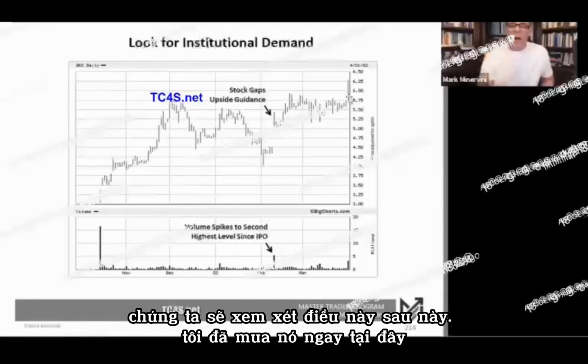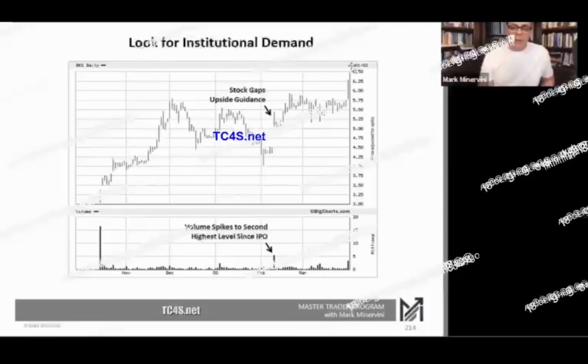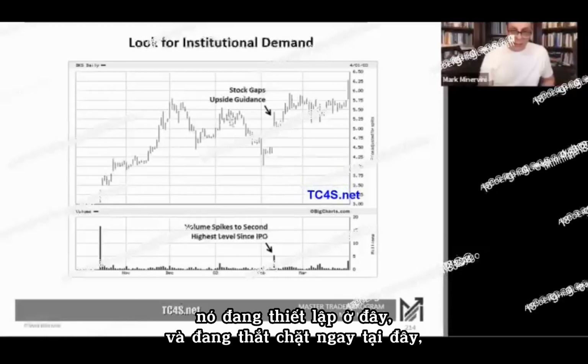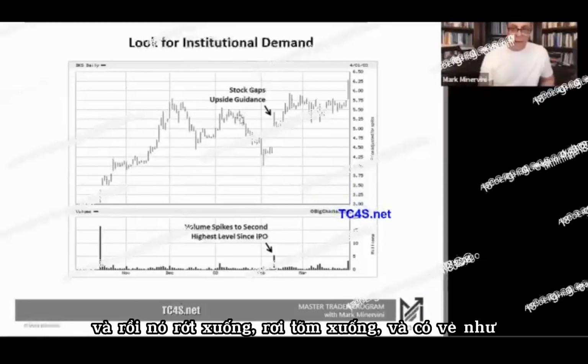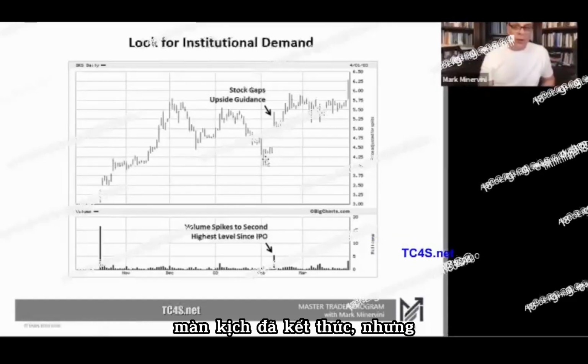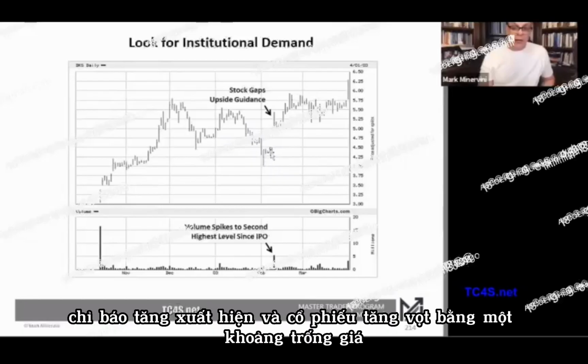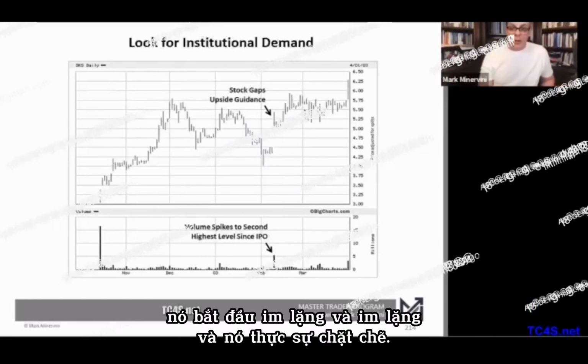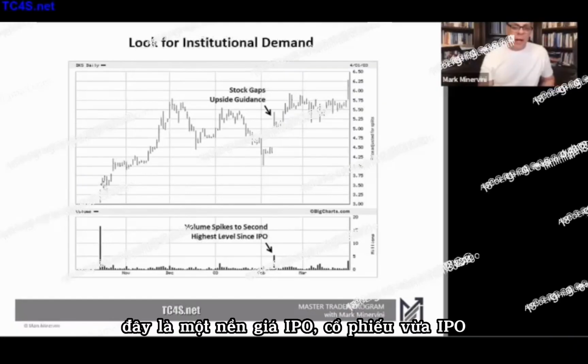We're going to look at this later on, but I bought this right here on April 1st, 2003. But what got my attention, it was setting up here. And it was tightening up right here, and then it came off. It fell apart, and it looked like it was curtains. But they upped guidance, and the stock just exploded on a gap. And then from there, it just started staying quiet, and it got really tight. So, and this is an IPO base.